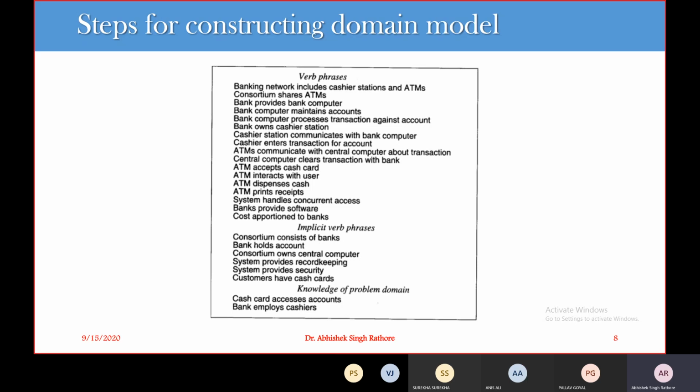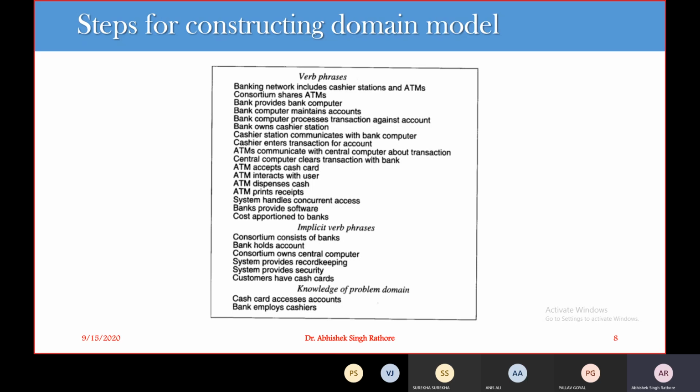So we can model a relationship between consortium and banks. This consortium consists of banks, so we can identify that we have a relationship like an aggregation. The consortium consists of banks, so it has banks. Then bank holds accounts. So a bank contains some accounts. We can model all those relationships.